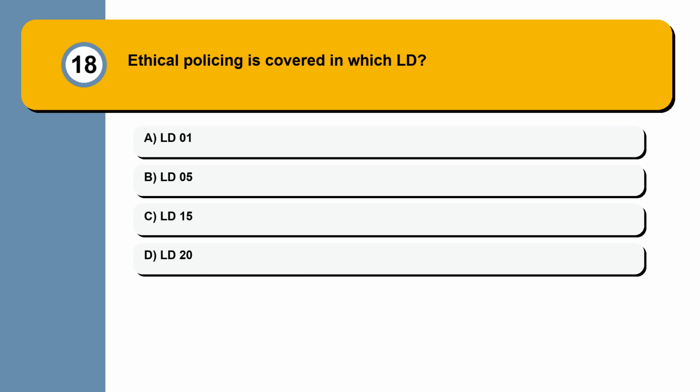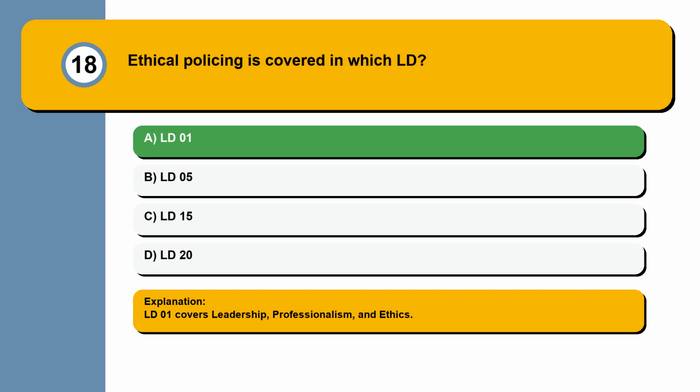Question 18. Ethical policing is covered in which LD? LD 01, LD 05, LD 15, LD 20. LD 01 covers leadership, professionalism, and ethics.